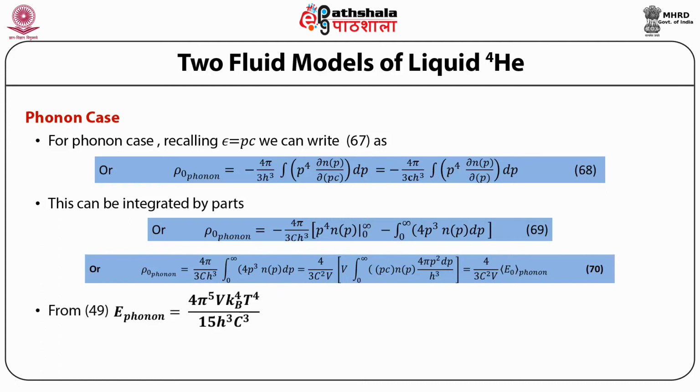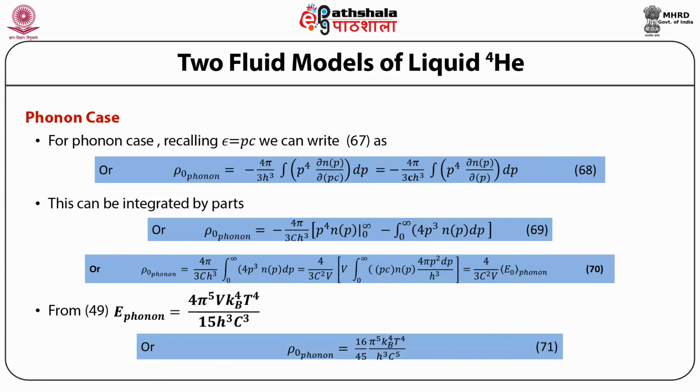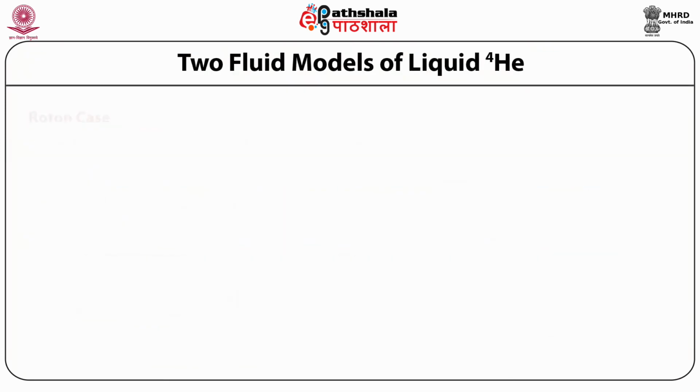From 49, E phonon was equal to 4 pi raised to power 5 V kb raised to power 4 T raised to power 4 divided by 15 h cube c cube, or rho 0 phonon is equal to 16 upon 45 into pi raised to power 5 kb power 4 T raised to power 4 divided by h cube c raised to power 5. Now let us look at the roton case.